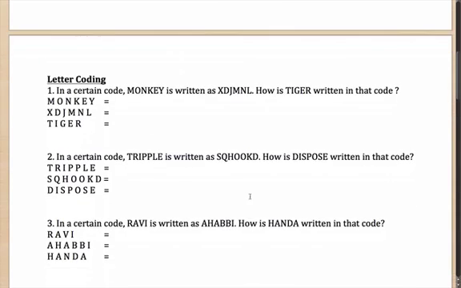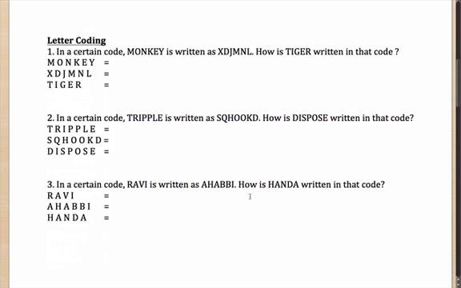To begin with, let us look at a sample of letter coding problems. You can pause the video here. I will continue with the solution. Okay, so the solution is as such. First of all, I need to figure out the number code for monkey.